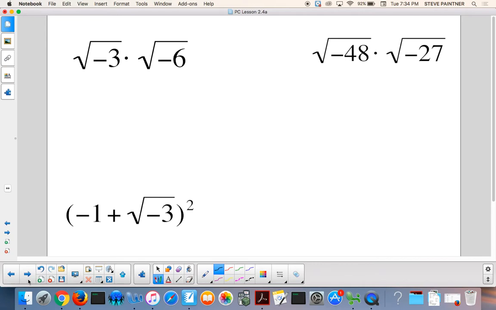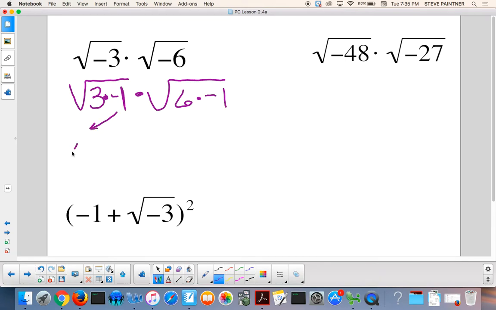This is just radical times radical. Now, just really quick, when you do these problems, take these imaginary numbers and just simplify them first. So if I were to simplify this one, I'd do the square root of 3 times -1. I'd also do times square root of 6 times -1. 6 is not perfect, 3 is not perfect. But if you do this, the square root of -1 is i times the square root of 3. The square root of -1 here is i times the square root of 6.